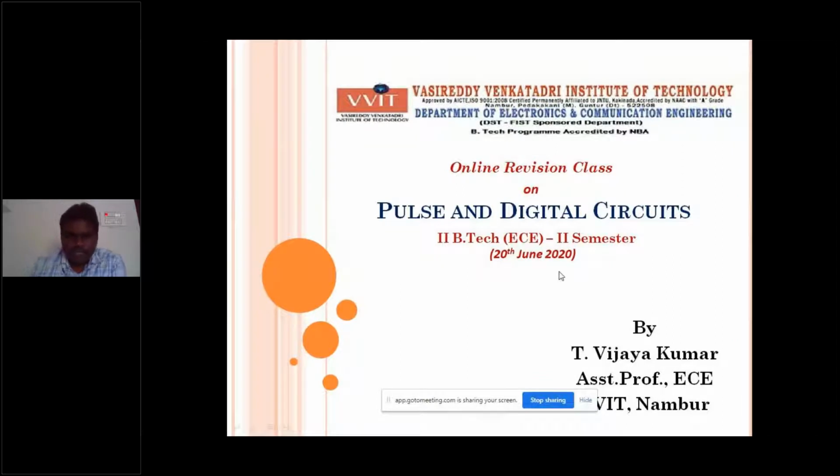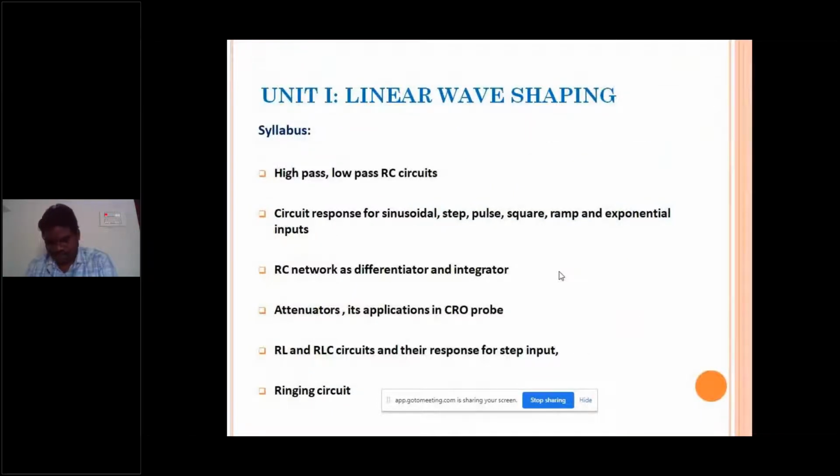Now let me start my class. I'm going to cover the first unit in this first session. The syllabus which we are going to cover in this unit is simply displayed here. The unit is linear wave shaping. In this linear wave shaping, we are going to cover the topics which are present here. These are the topics according to your syllabus.